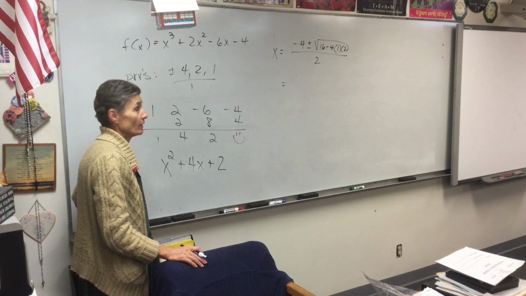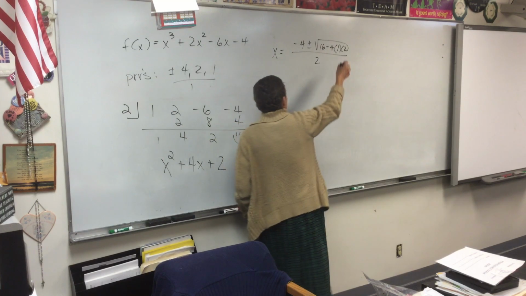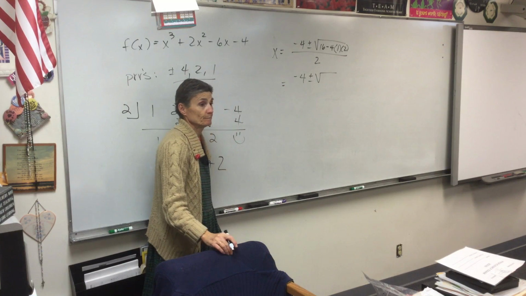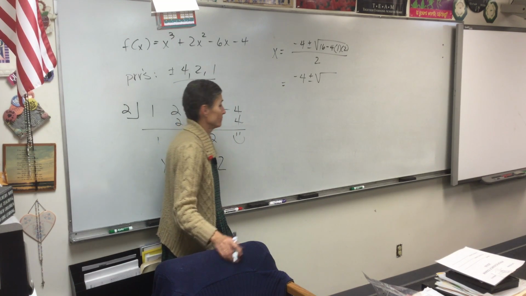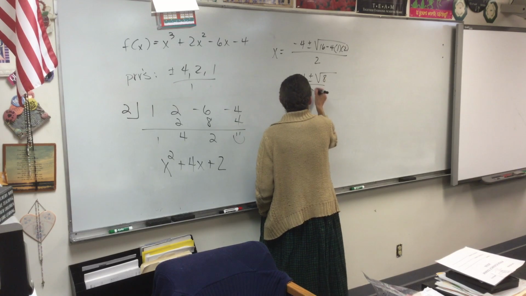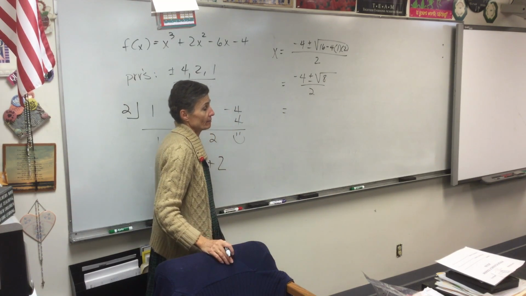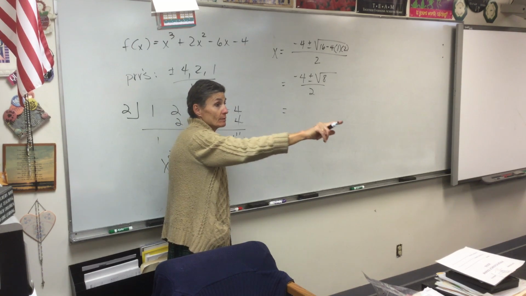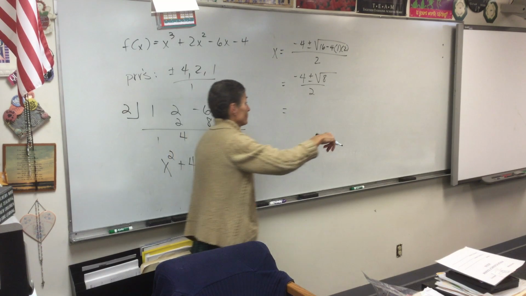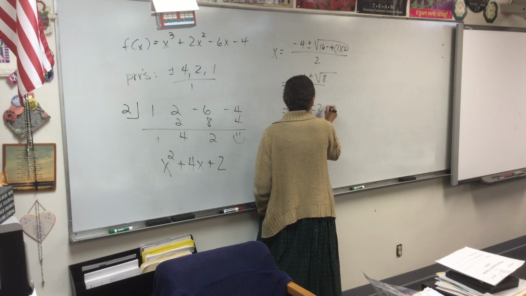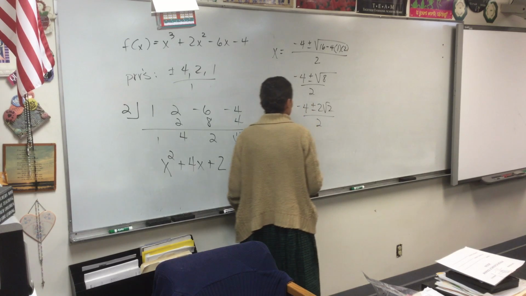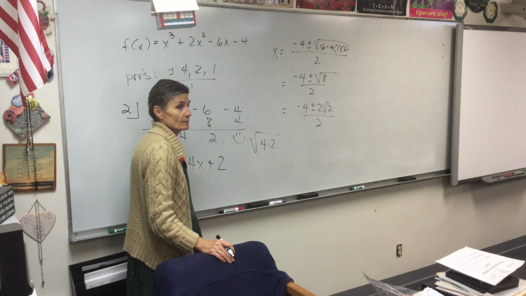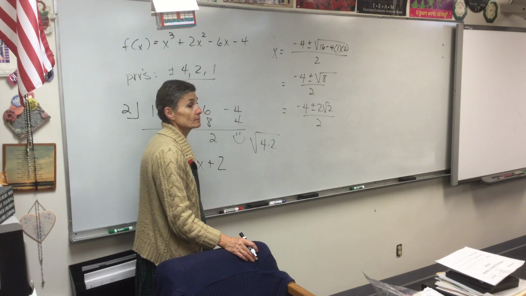This one's a little harder than the last one. What does this radical part turn out to be? The square root of what? 8. Now, what about the square root of 8? It's 2 root 2? And the reason that it's 2 root 2, kids, is 8 is 4 times 2, right? And what's the square root of 4? 2.